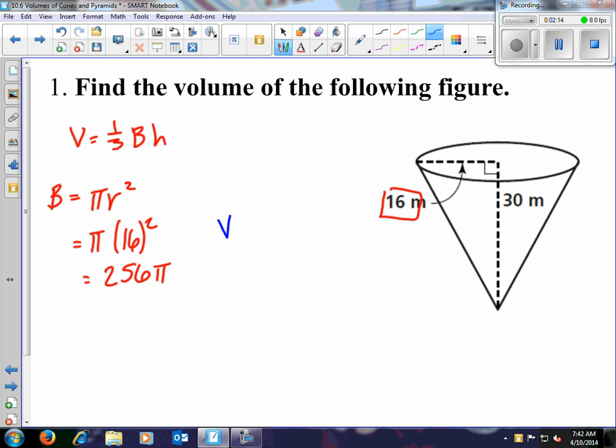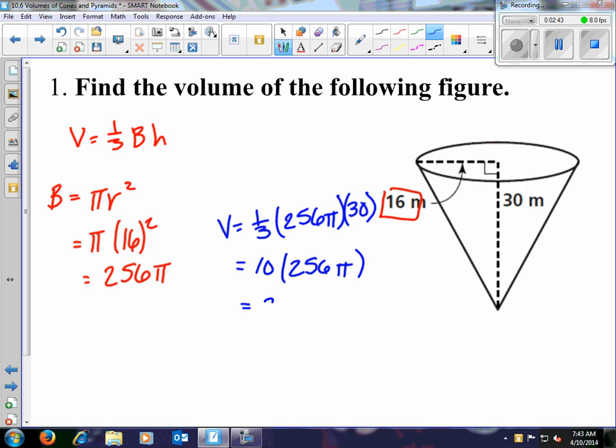So I have volume is equal to 1/3 area of my base, which is 256 pi, times my height. And remember, our height goes from the center of the circle up to the vertex, which would make it 30. Now, I can do this without a calculator if I say, okay, what's 1/3 of 30? And hopefully you say 10. So we have 10 times 256 pi, and 10 times 256 is 2,560 pi, and our label is meters cubed, just like in section 10.5.